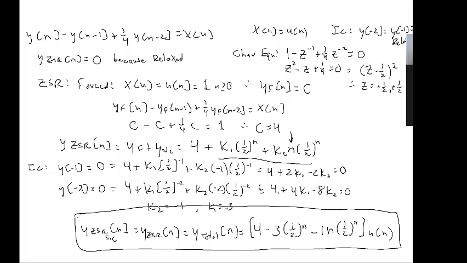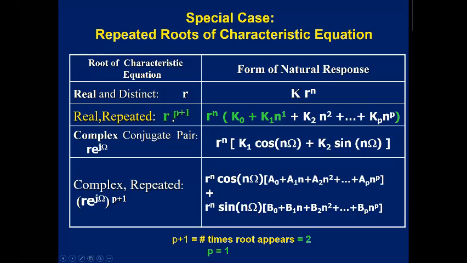So again, for all of the algebra we did here, the only thing that changed was our assumption about the form of the natural response that came from the fact that we had a repeated root. And again, we used this expression. We had two repeated roots, so we had a k times 1/2 to the n and a k1 times n times 1/2 to the n.